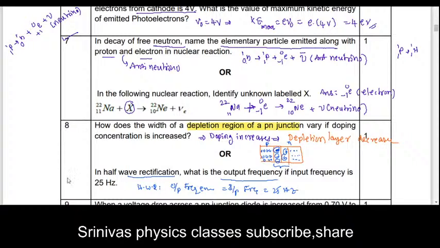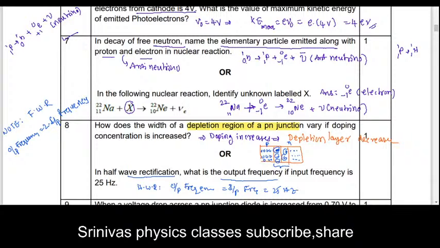If they ask the same question for the full-wave rectifier, what will the full-wave rectifier do? The output frequency is equal to 2 times the input frequency in a full-wave rectifier. If the same question is asked with a full-wave rectifier instead of a half-wave rectifier, the answer is 50 hertz. Okay, right.